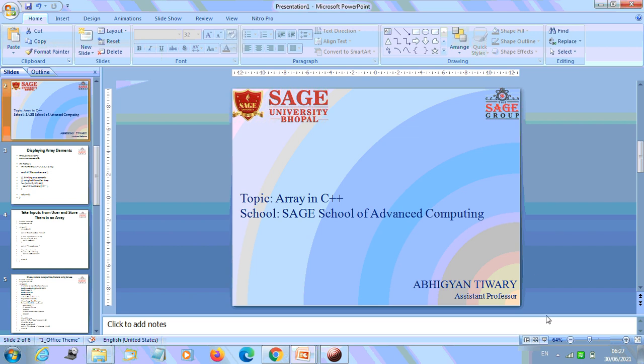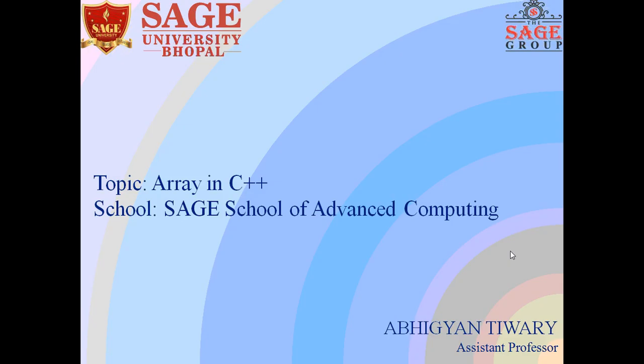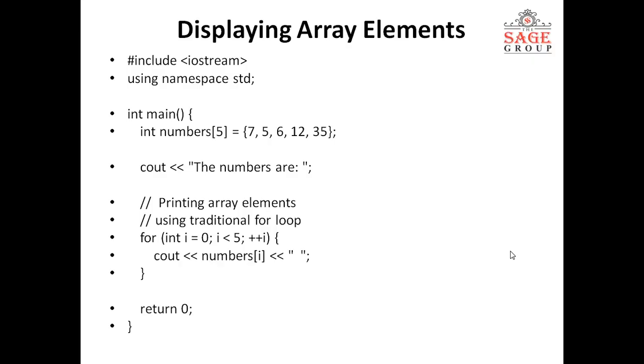Today we are going to see array in C++. So we know that array is used to store elements in contiguous manner. It means we can store elements which have the same nature. Fine. So here we have a program written.